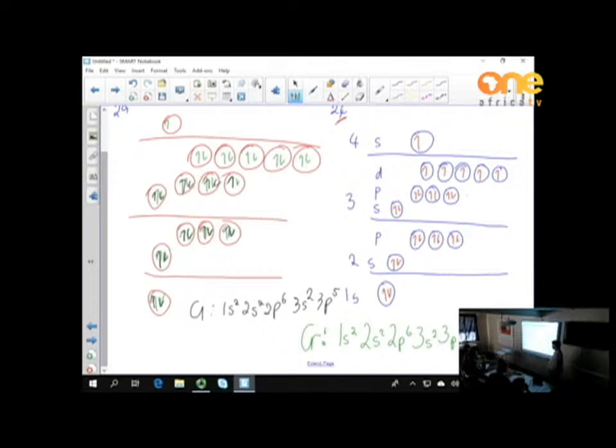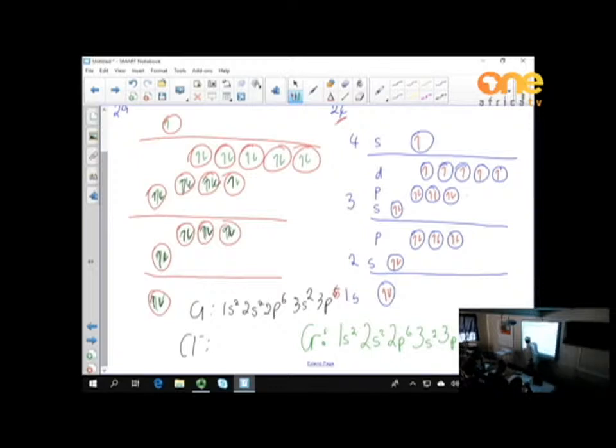Yes, you can do it in the margin, there will be space. Now I go and say to you, give me the SPD notation of a chloride ion. It gains an electron. Or if they said calcium, which loses 2 electrons.